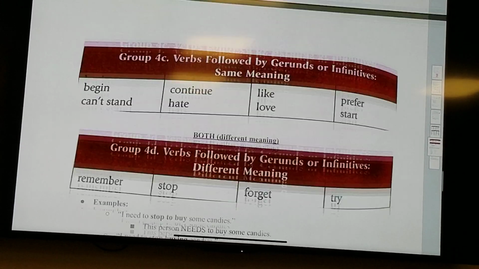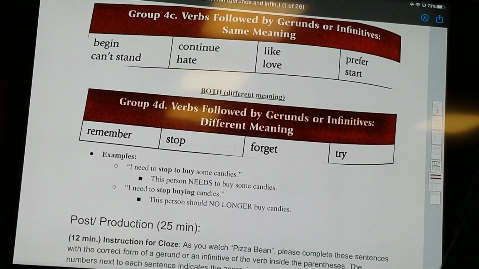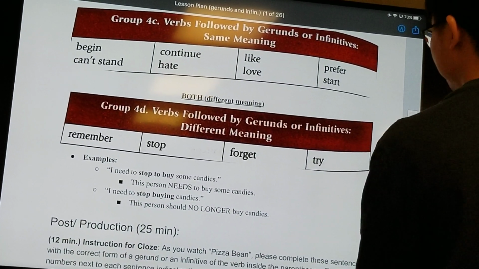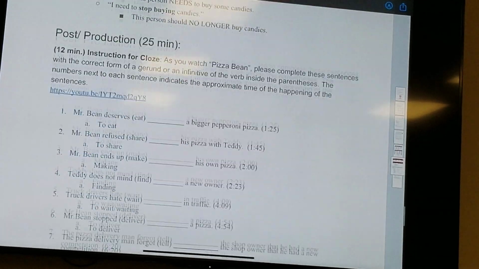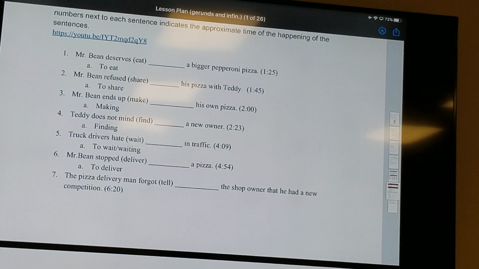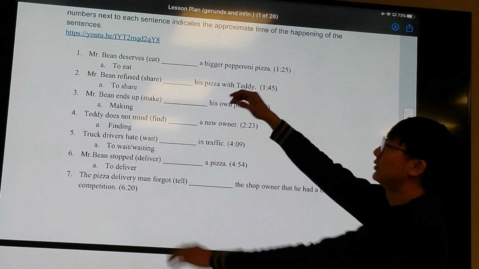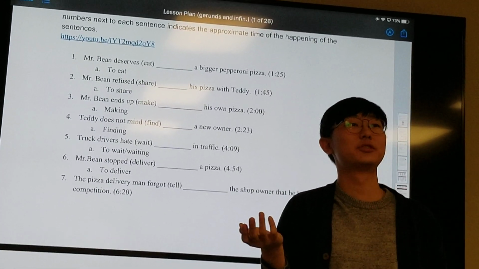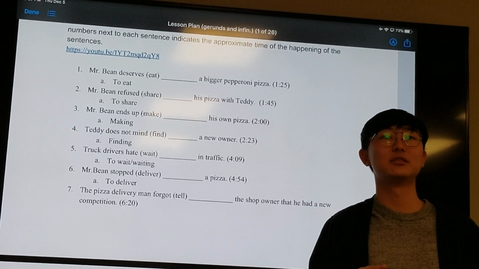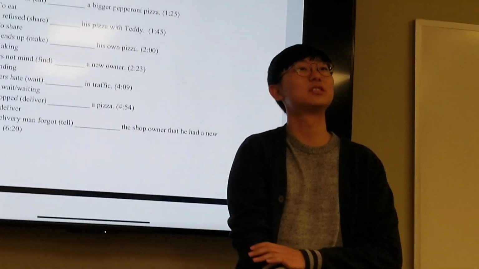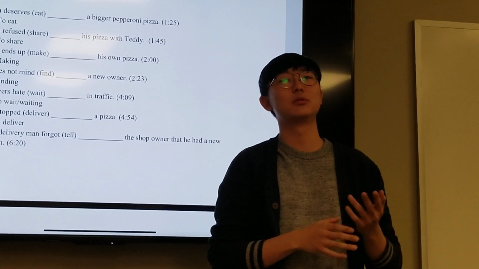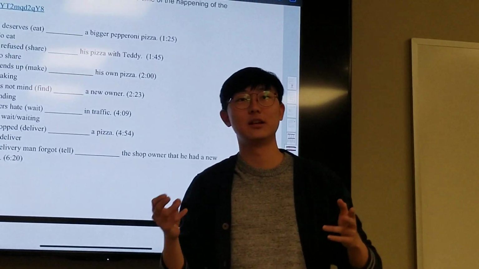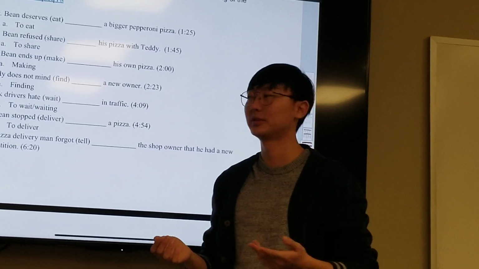The post-production section is watching Mr. Bean's cartoon version. And if you see, this, oh, don't look at the answers. Since some of the gerund and infinitive uses depend on the context, you know how we talked about stop to buy or stopping. Stop buying has a different meaning. The clip is to not only test their memorization of which words are used for gerunds and infinitives, but also to test them on connecting those words in context, which is important.